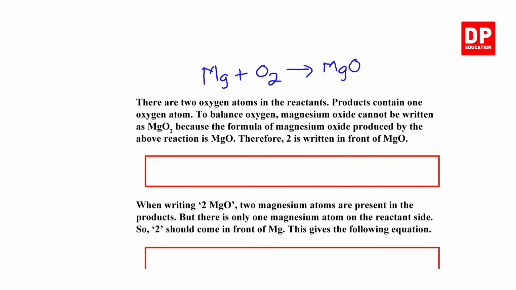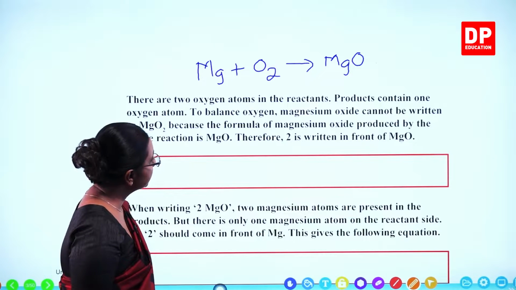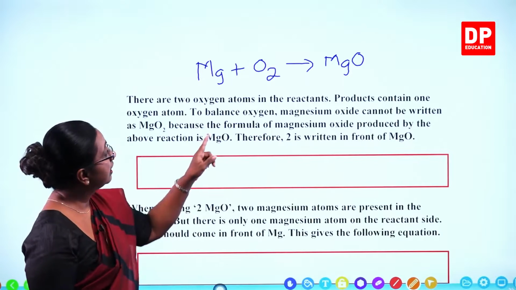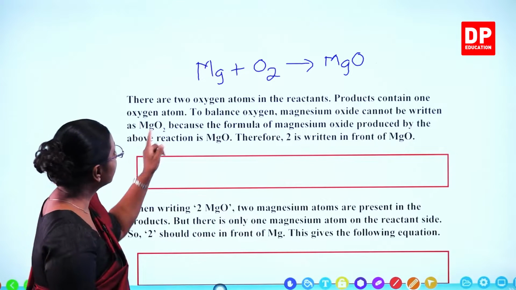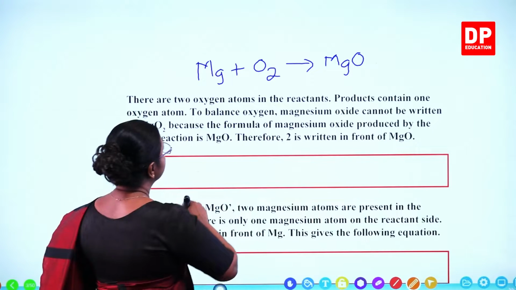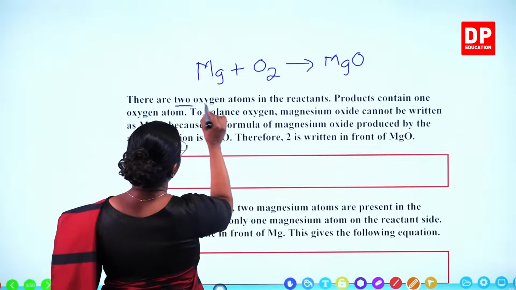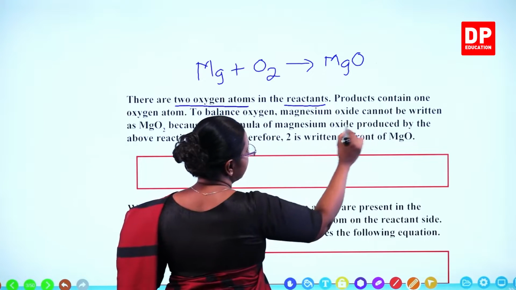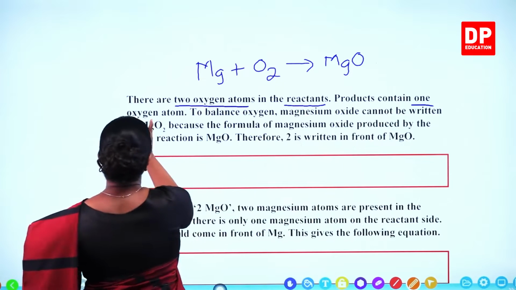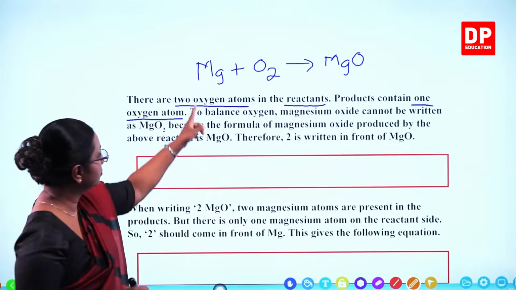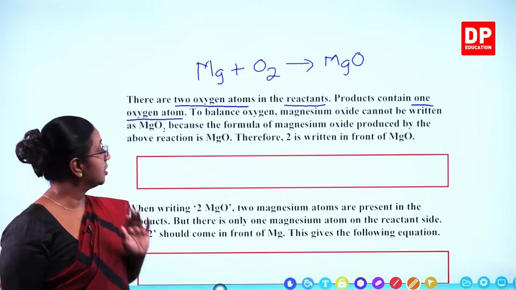The same explanation, students. There are 2 oxygen atoms in the reactants. Products contain 1 oxygen atom. So you can see, students, there are 2 oxygen atoms in the reactants and only 1 oxygen atom in the product. So that is the first equation we wrote.